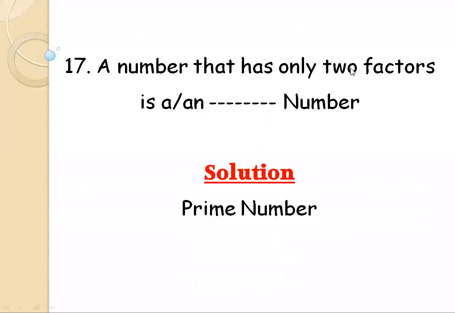A number that has only 2 factors is a or an dash number. A prime number. The prime number has only 2 factors, 1 and itself. So a prime number is the number that has only 2 factors.